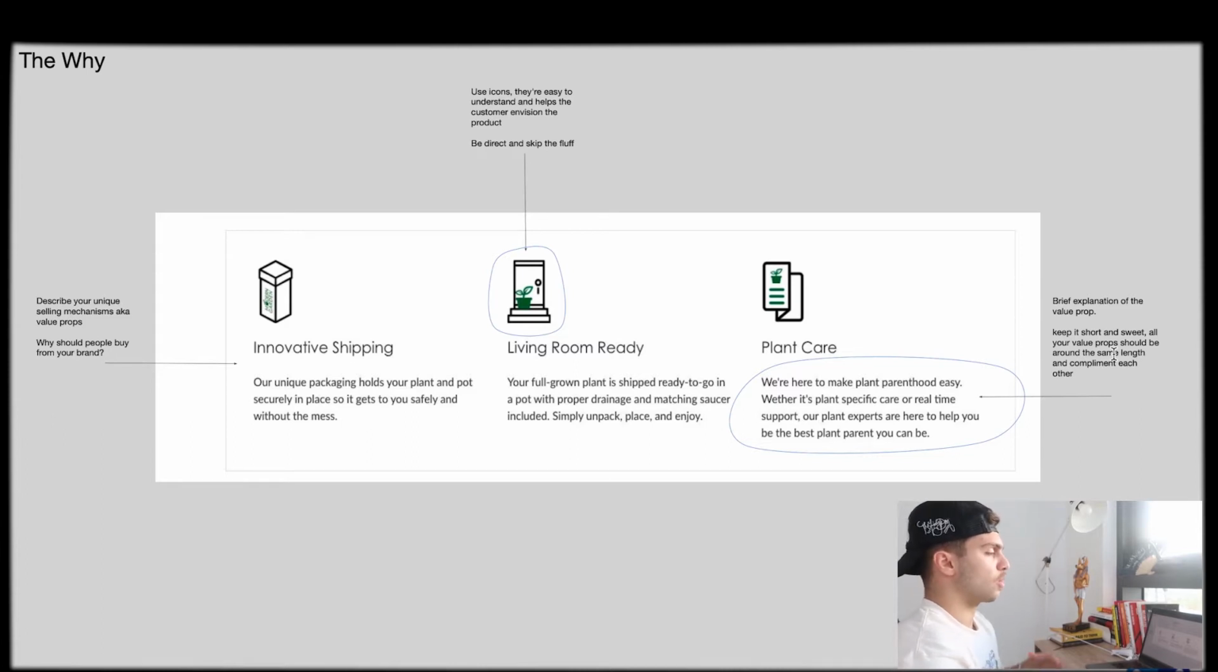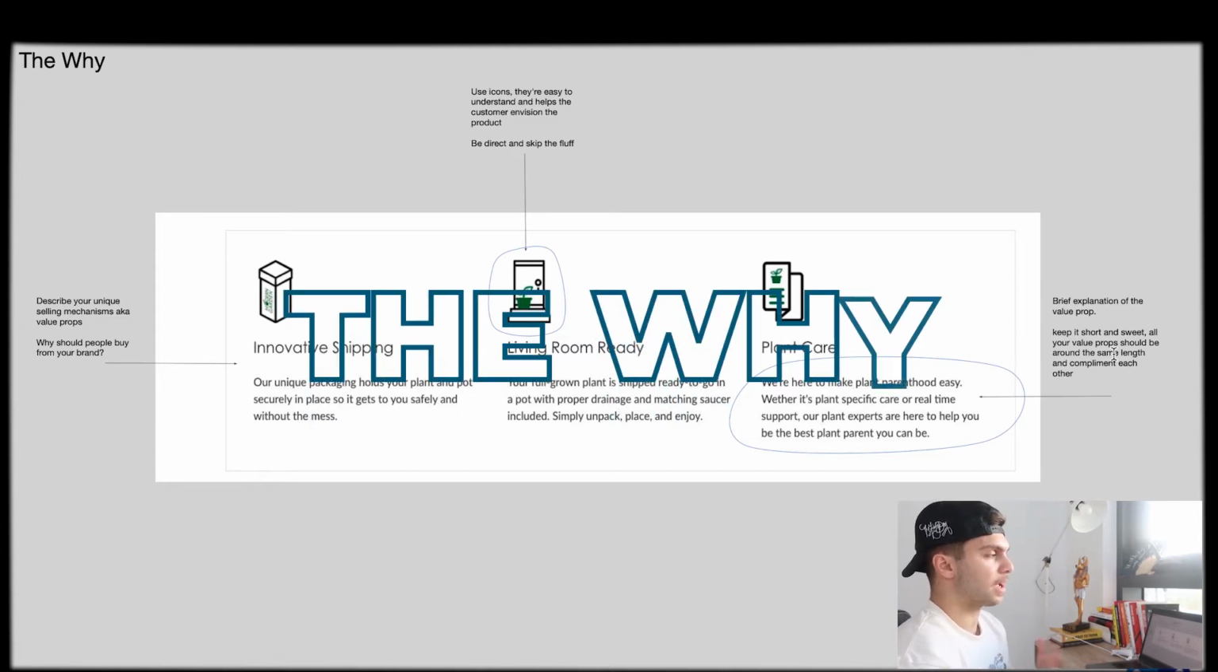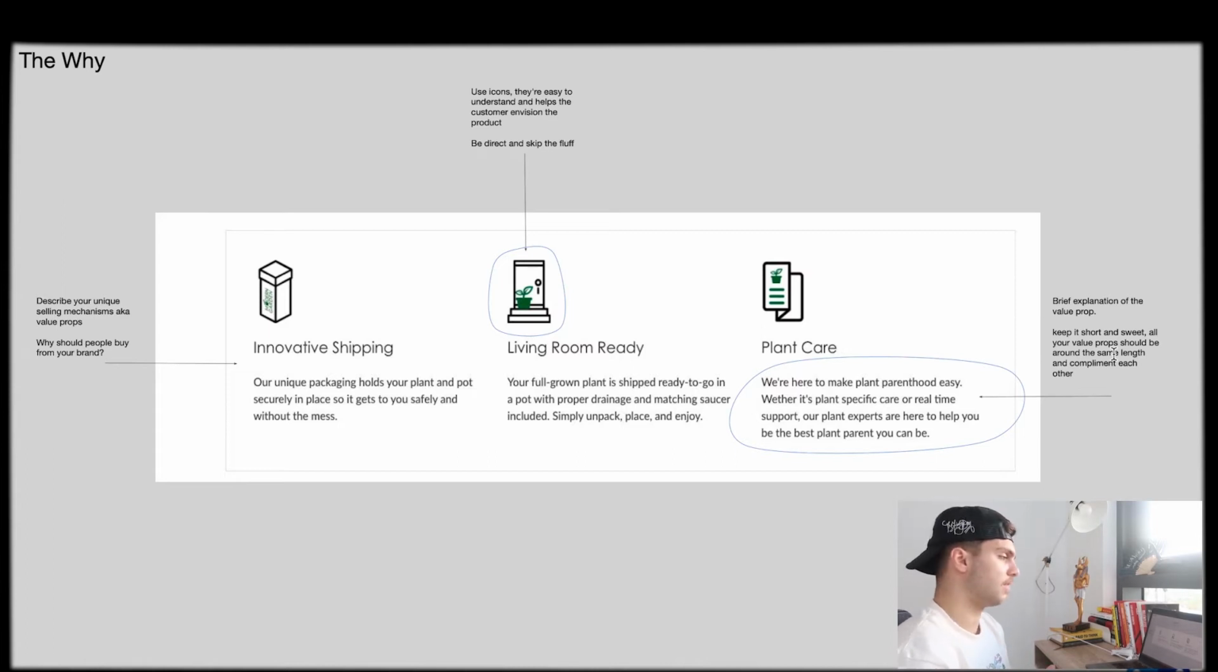Now, the second section is going to be the why. And this is what we call the selling mechanisms, or you can call them the value props of the company. So what makes your products more important? Again, turning that regular commodity that they can buy anywhere else into a brand and making that brand feel more unique. So we're going to start here on the left side of the screen. As you see, you want to describe your unique selling mechanisms as short and as clear as possible. Why should people buy from your brand? That is the question you're answering when you create these value props.